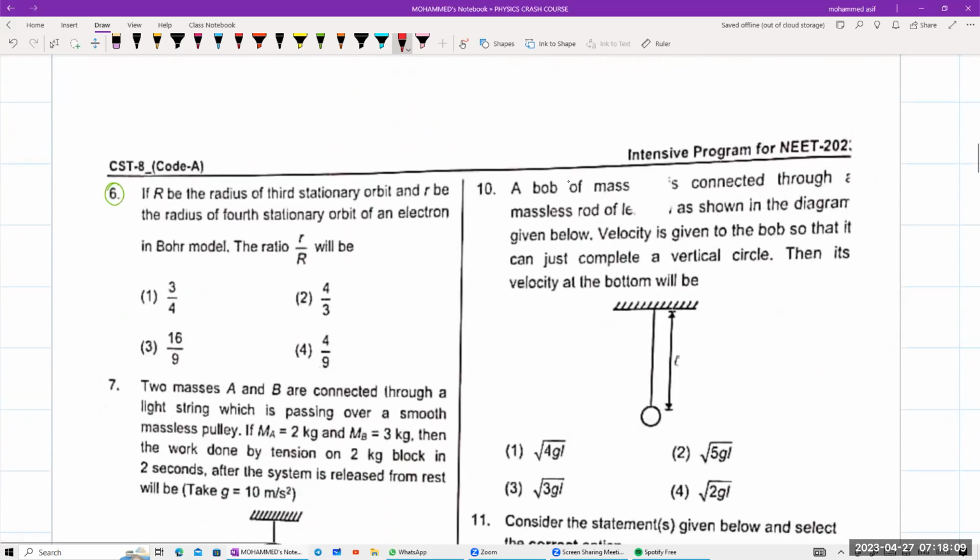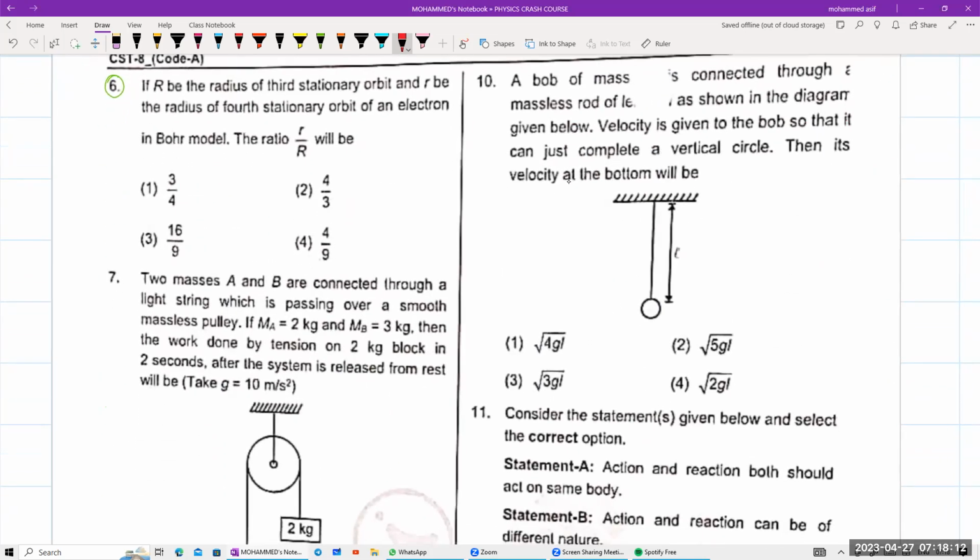Next question. Question number 6. If capital R be the radius of the third stationary orbit and small r be the radius of the fourth stationary orbit of an electron in Bohr's model, the ratio of small r by capital R will be equal to how much? Tell me, what is the radius of the nth orbit, beta? R is equal to R naught into n square divided by Z. R naught is a constant value, you all know this, isn't it? Here capital R is the radius of the third stationary orbit and small r is the radius of the fourth stationary orbit, isn't it? R naught and Z remain constant for me because it is a hydrogen-like atom. So R is directly proportional to n square.